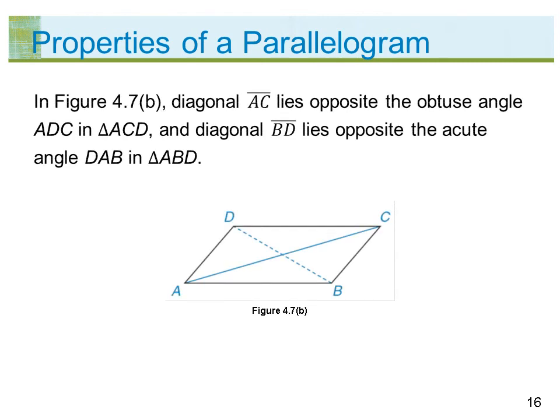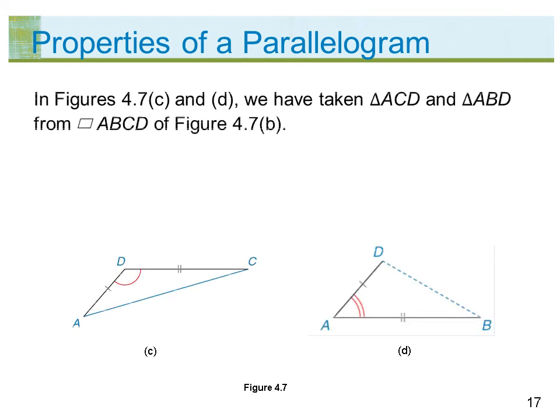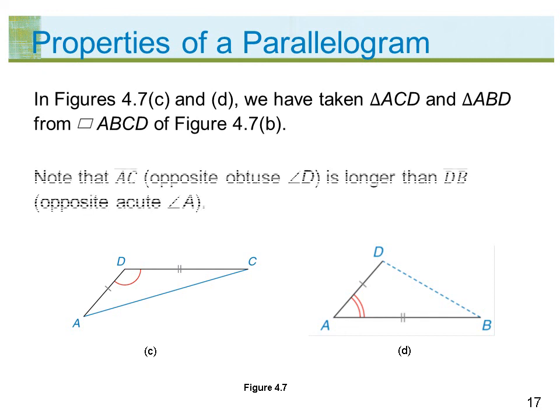In Figure 4.7b, diagonal AC lies opposite the obtuse angle ADC in triangle ACD, and diagonal BD lies opposite the acute angle DAB in triangle ABD. In Figures 4.7c and d, we have taken triangle ACD and triangle ABD from parallelogram ABCD of Figure 4.7b. Note that segment AC, opposite obtuse angle D, is longer than segment DB, opposite acute angle A.